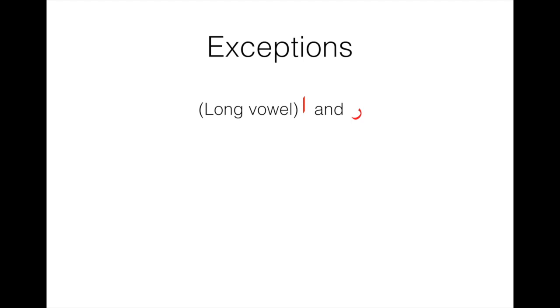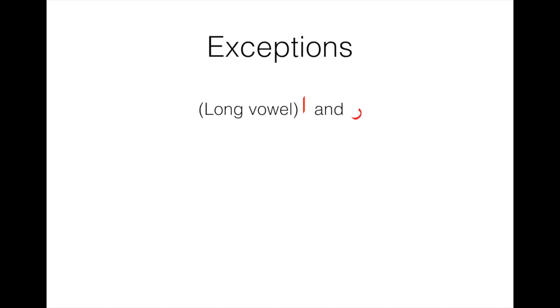Like I said before, one of the exceptions is the letter Ra. The reason behind that is because it can be heavy or it can be light. It depends on what haraka or what vowel it is carrying. Does it have fatha? Does it have kasra? Does it have dhamma? This determines whether you say it light or heavy. And inshallah, I will make a video explaining all the rules for the letter Ra.